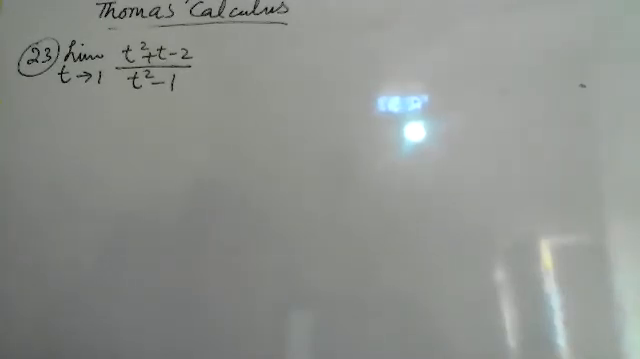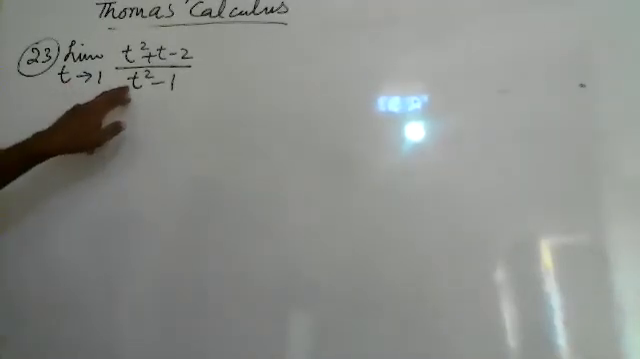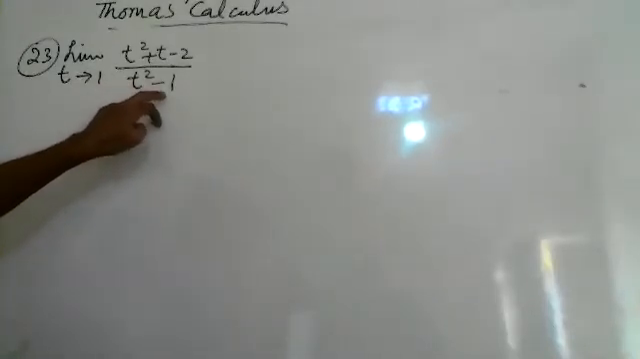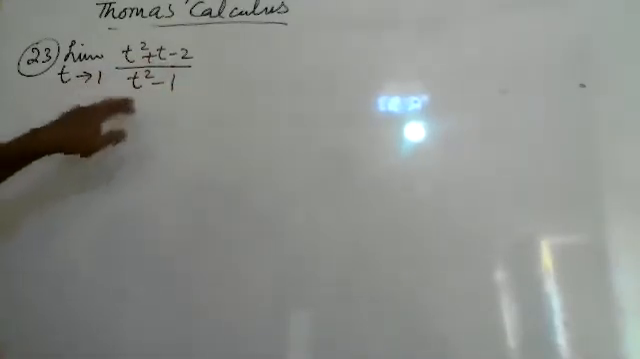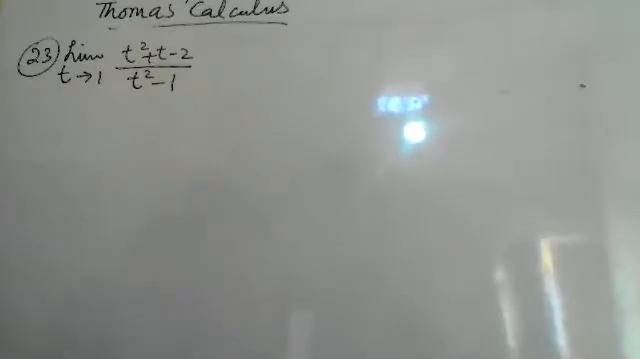Directly check the denominator. If I put 1 over there, 1 square minus 1. So 1 square will be 1, 1 minus 1 will be 0. So if I directly substitute the value of t, it will become 0. So this is the wrong answer. So we will use the second method, that is the factor method. We will factorize this one.